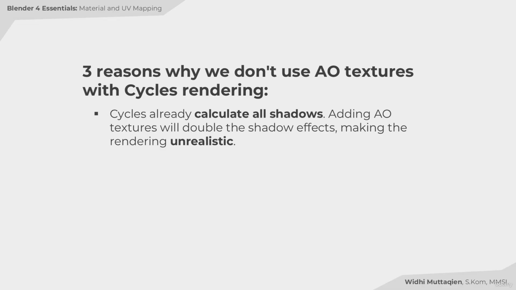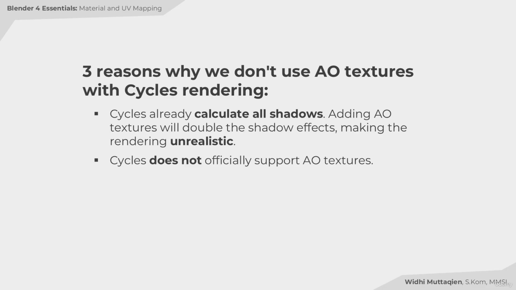First, if you use Cycles for rendering, all shadows will be calculated automatically, whether they are from direct lighting or indirect lighting. Adding static AO textures to your rendering will make it look fake, as they will appear even under bright light conditions. The second reason is that Cycles does not support AO texture. There is no input slot available for the ambient occlusion texture for a good reason.